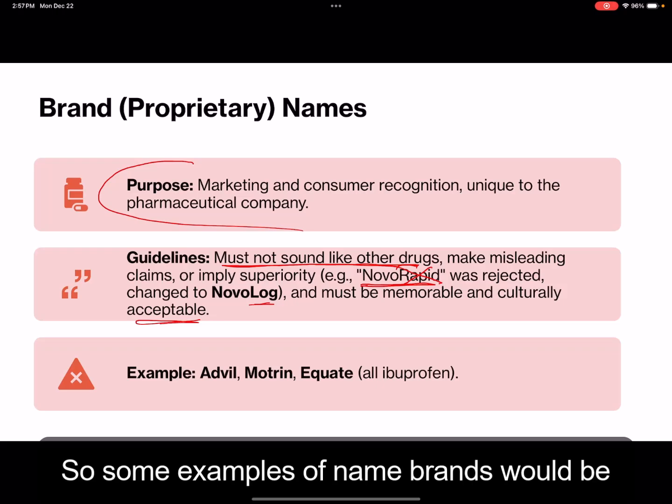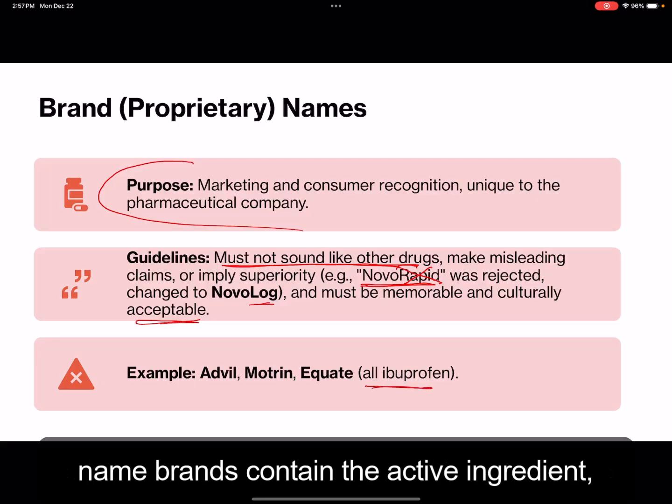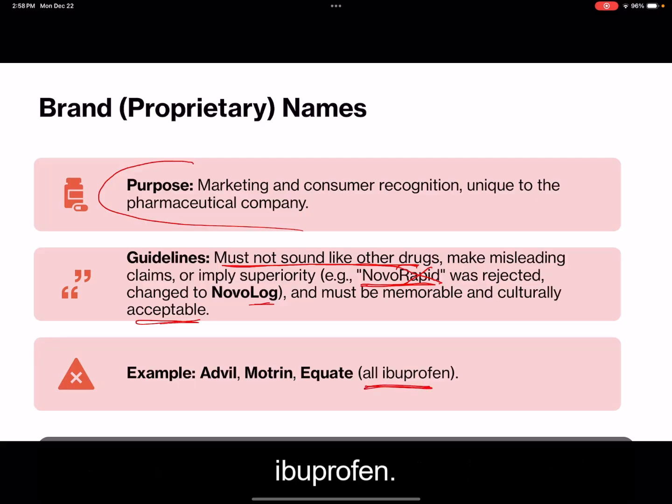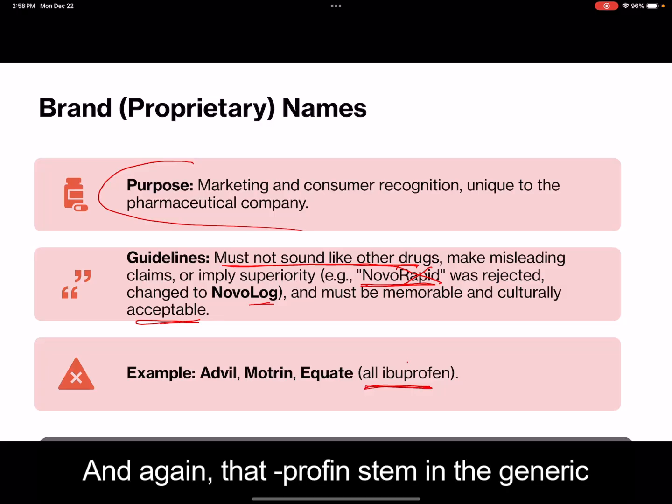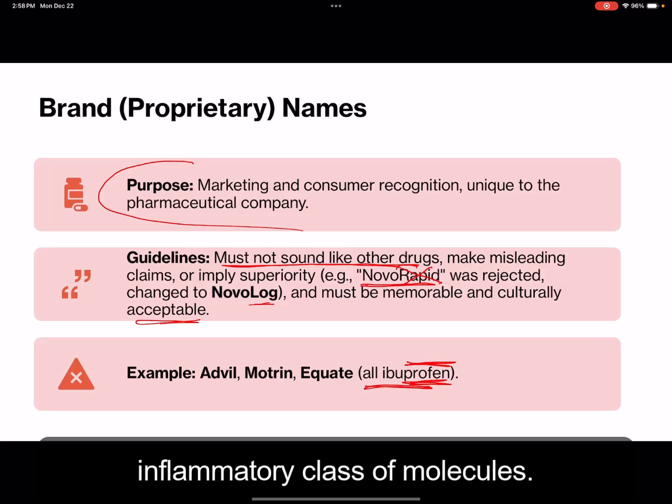So some examples of name brands would be Advil, Motrin, and Equate. All of these different name brands contain the active ingredient ibuprofen. And again, that profen stem in the generic name is referring to the nonsteroidal anti-inflammatory class of molecules.